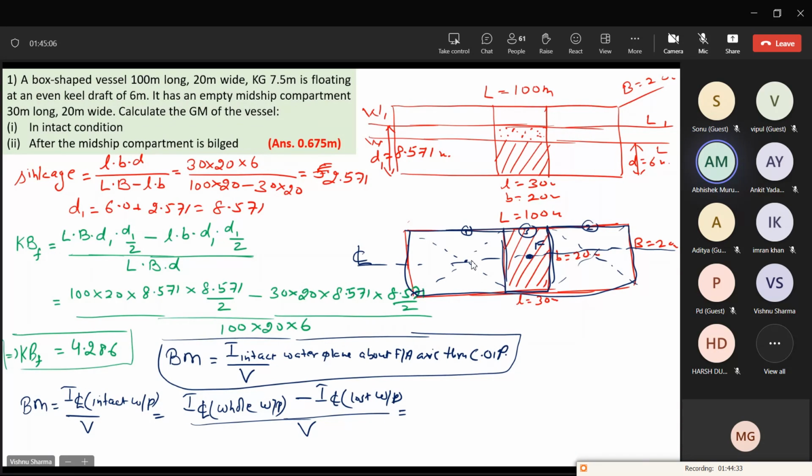Capital L, capital B cube by 12. LB cube by 12, okay. What will be the ICL of the lost water plane? Small l into small b cube by 12. Guys, what is the volume of displacement of the vessel? Under lost buoyancy method, I have given you the hint. What is the volume of displacement of the ship in notational form?